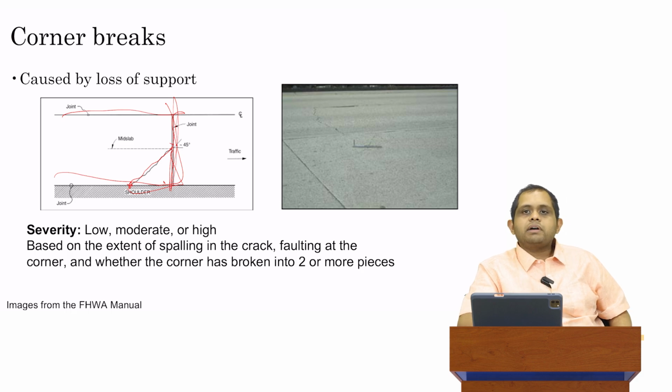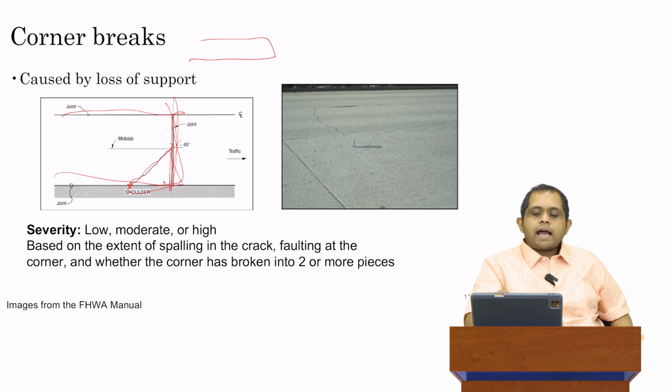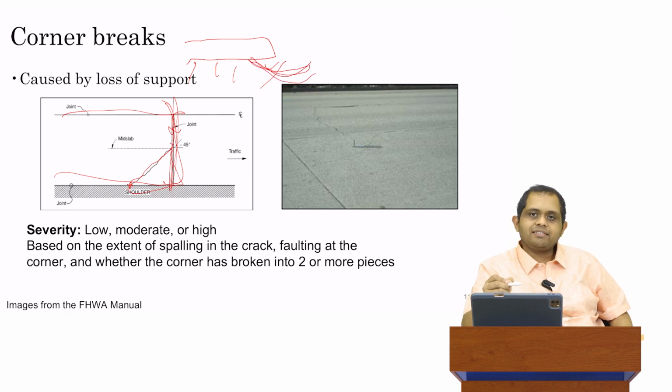What is the mechanism by which this happens? What I've drawn here is the slab. Below the slab, you've got maybe an aggregate layer or a base layer. What happens is you might have some amount of erosion at the corner. That could happen because of moisture ingress, for example. Moisture ingress is going to happen at joints. So you might have some moisture ingress which has created some kind of loss of support. You've got some erosion of the base material.